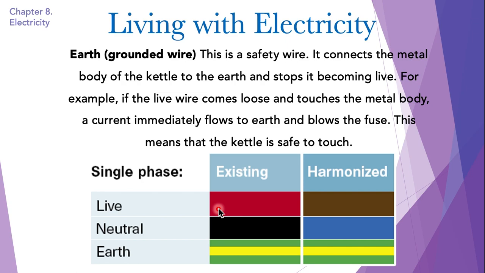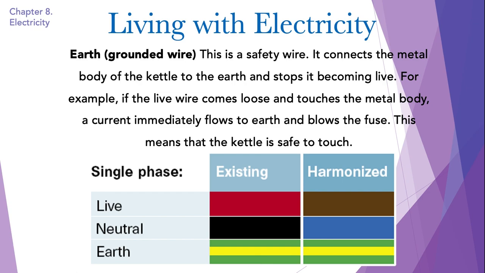Just to keep us from electrocution, in simple words, the earth wire is a safety wire. It connects the metal body of the kettle to the earth and stops it becoming live. So if the live wire becomes loose and touches the metal body, the current immediately flows to earth and blows the fuse. So these were the cable, what is inside the cable.